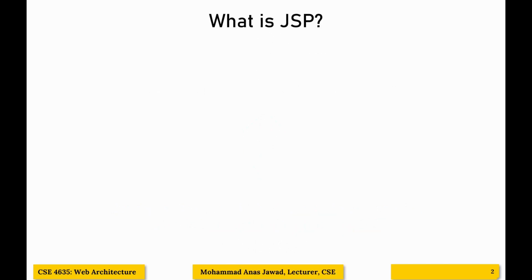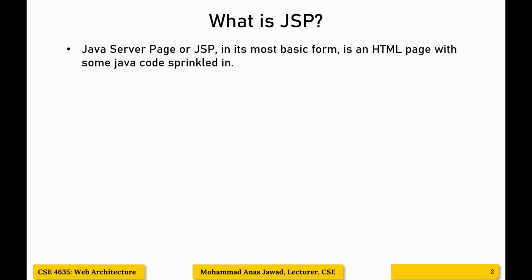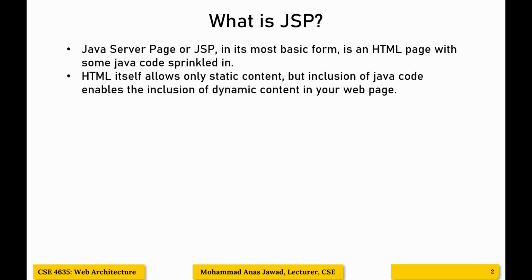So what exactly do we understand by JSP? JSP, or Java Server Pages, in its most basic form, is simply an HTML page with some Java code sprinkled in. So essentially, it is similar to an HTML page, with the difference being that it has some Java code inside it as well. Now we know that HTML itself allows only static content, but including Java code inside an HTML page enables us to include dynamic content in our web page.